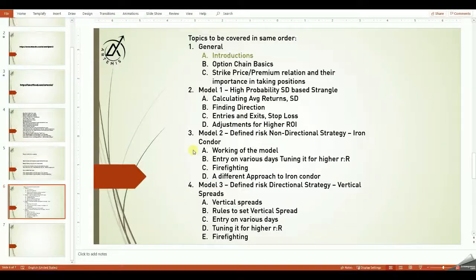We will be covering these topics in this course. We have covered the introductions. Now we will be moving to option chain basics. Most of you might be knowing what option chain basics are, but this is just a refresher.